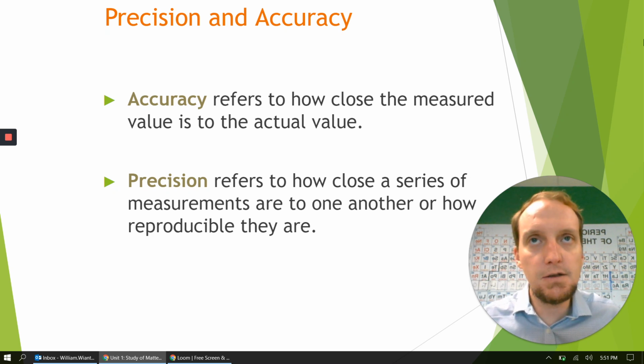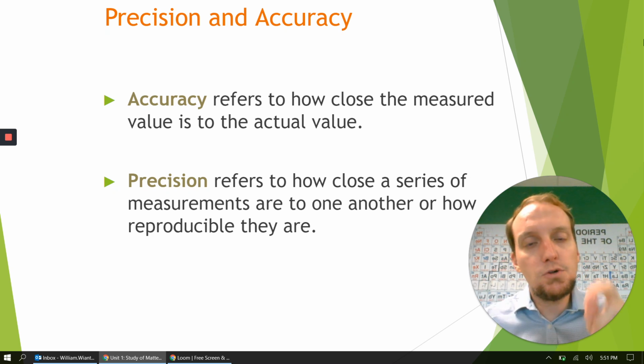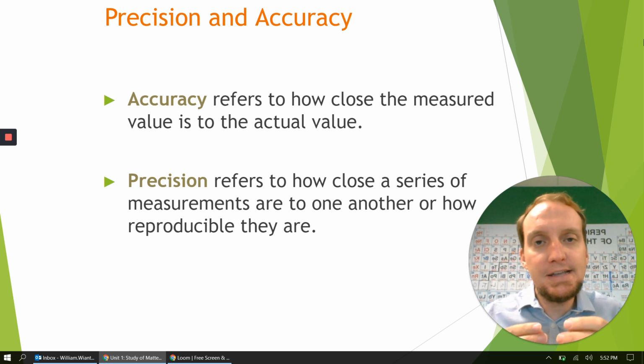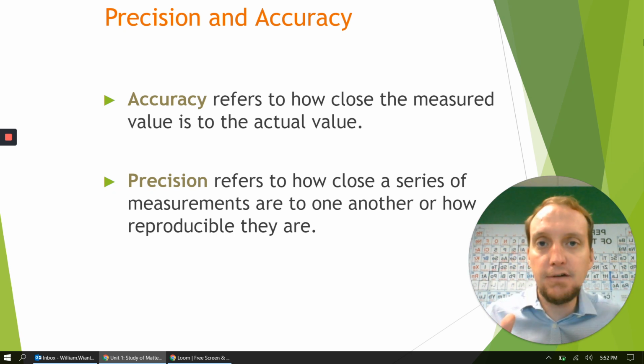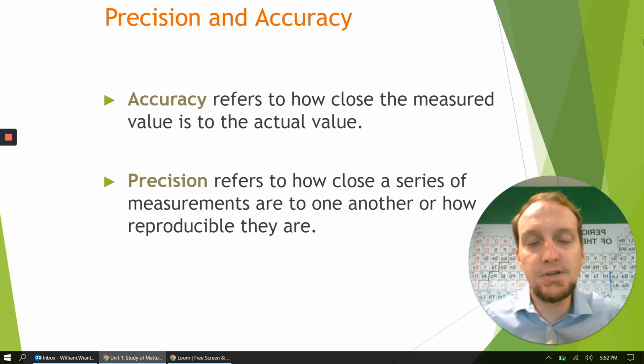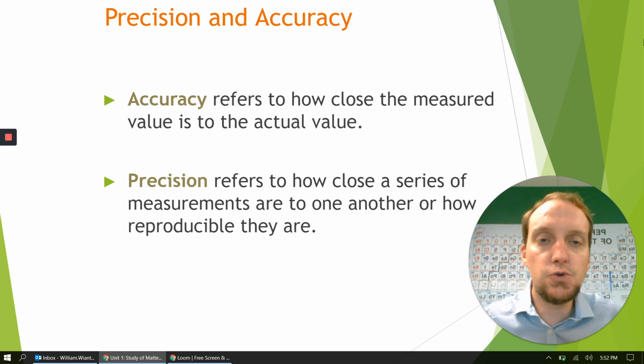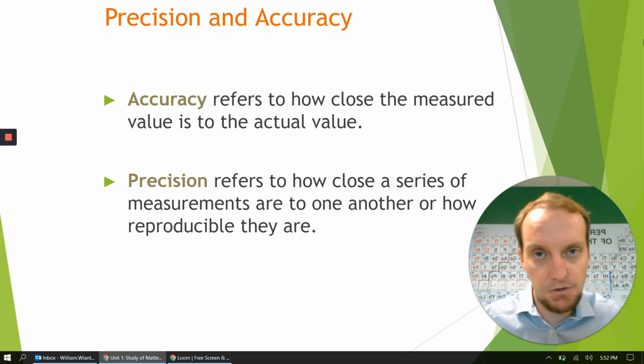Sometimes in normal talk, we use them interchangeably, like they're basically the same thing, but in science, they actually have very different meanings. Accuracy refers to how close you are to the intended value. So if we're trying to get to a particular number, and you are attaining that number, then you are accurate. If you're far off, you lack accuracy. So it's basically how close you are to an expected value.